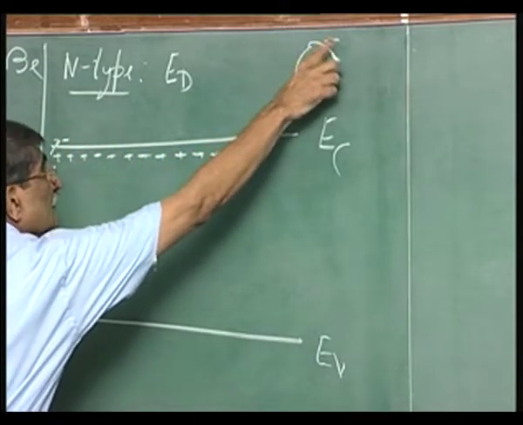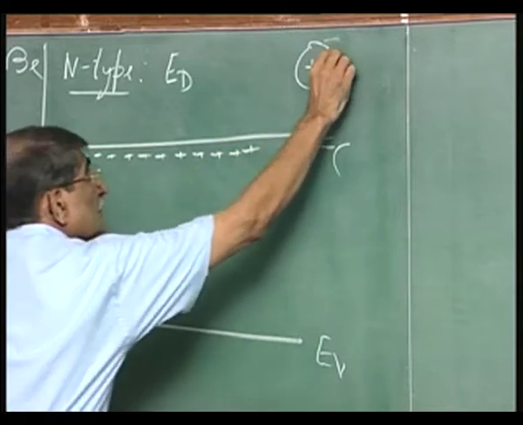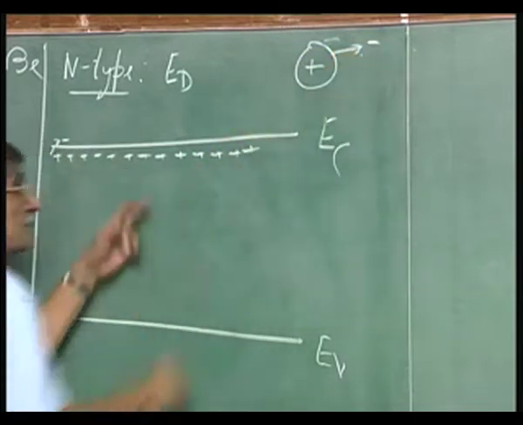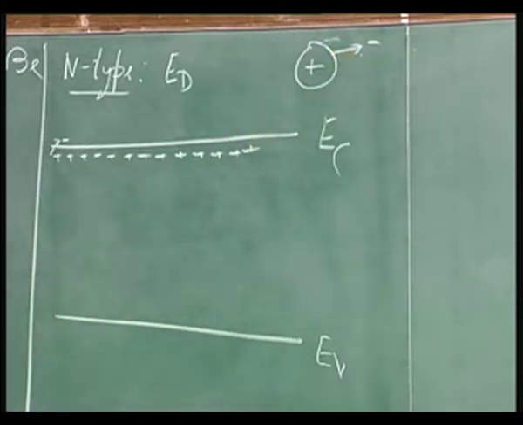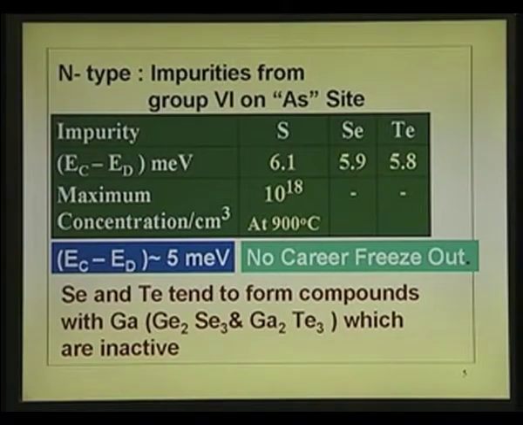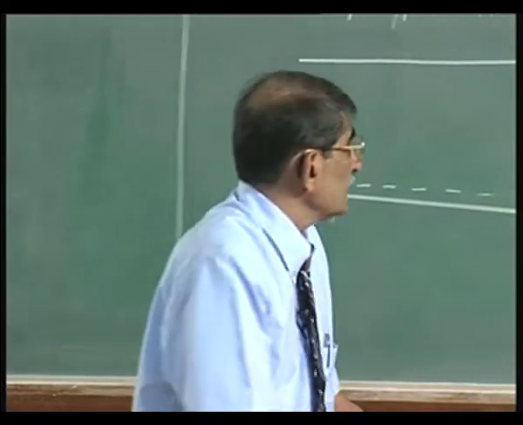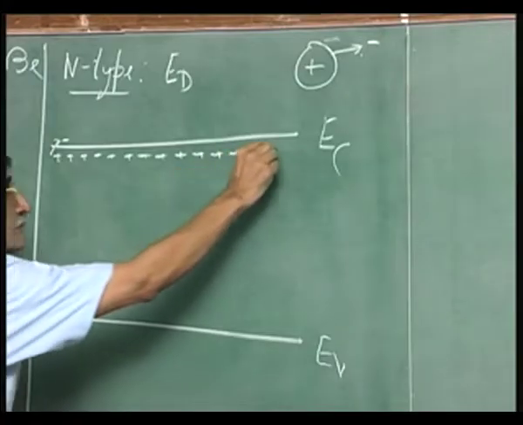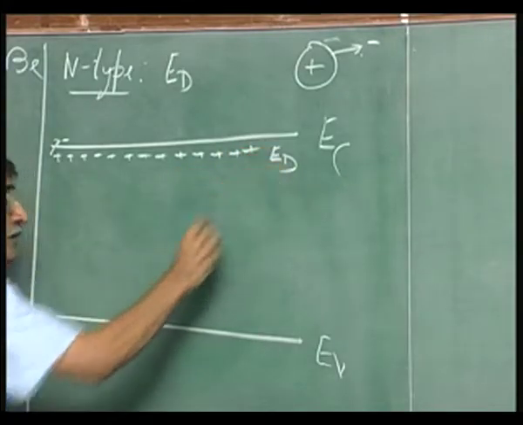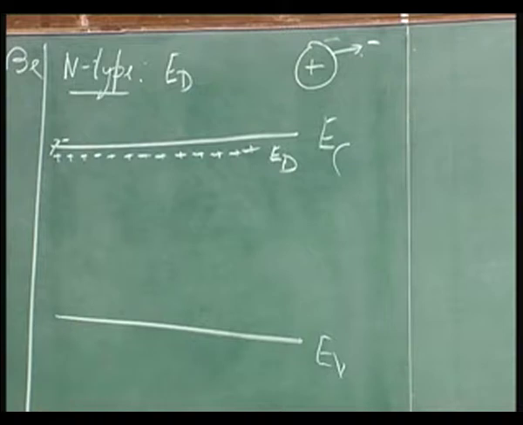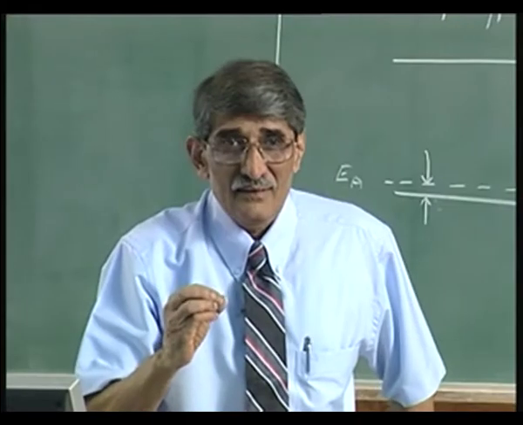So, once it is donated to the conduction band, the donor is left with a positive charge. That is why we put the donor level as plus there, implying it is ionized. What is ionization energy? It is the energy required for the electron to move from the donor level, that is ED, to the conduction band.